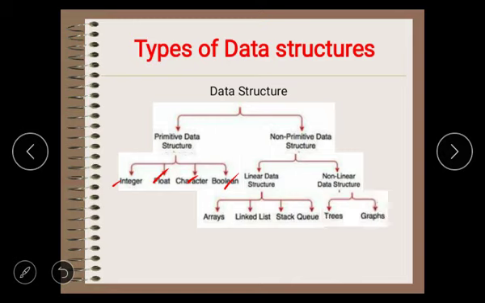And non-linear data structures are of two types, trees and graphs. As we all know what arrays are, as we have already discussed in C programming, the linked list is of three types: single linked list, double linked list, and circular linked list. And the trees are of two types, binary tree and binary search tree. Don't worry, we will go through all these topics in the coming videos, and we will discuss all these classified data structures in the coming videos.